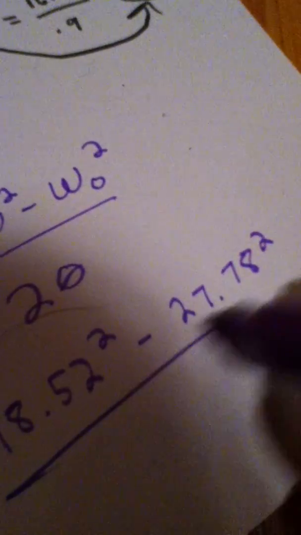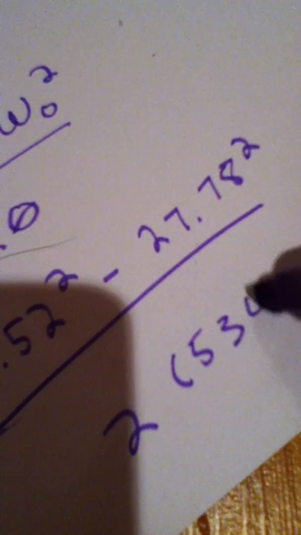It's going to be 18.52 squared minus 27.78 squared over 2 times 534.070, which of course is our theta, and it's going to come out to be our alpha.